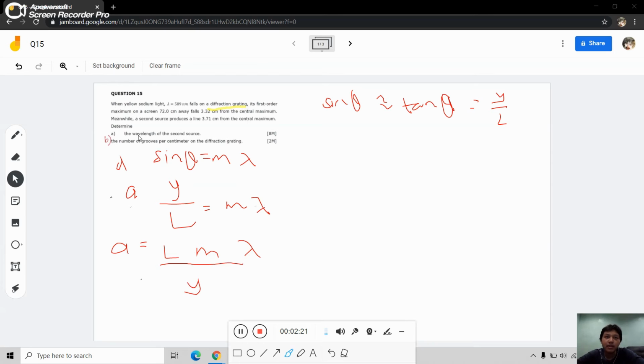To find the second source wavelength, we take the value of A, multiply it by its y value, divide by L, and we find the wavelength. We know that M is first order because this portion stated that first order is maximum. So the following will be the same thing. So that's how we find the second source wavelength.